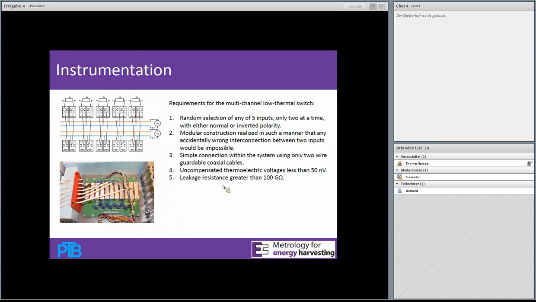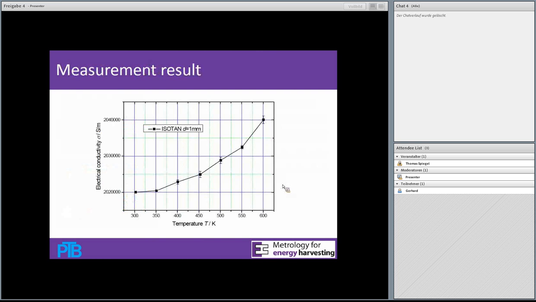They are all built in a way that we have 2 bus bars and can connect several channels to the multimeter. Measurements showed that we could get a leakage resistance greater than 100 gigaohm, and the uncompensated thermoelectric voltages of this scanner are far less than 50 nanovolts.